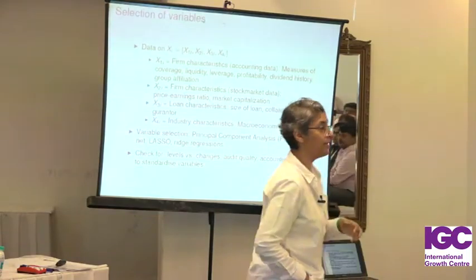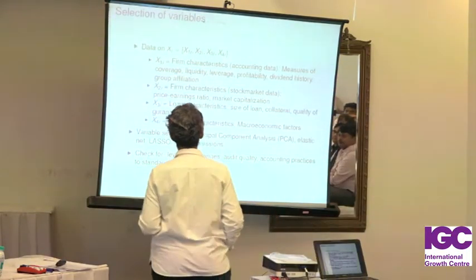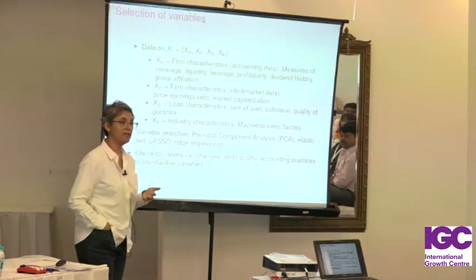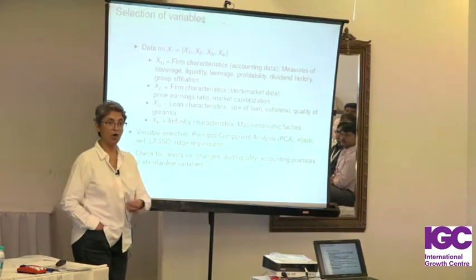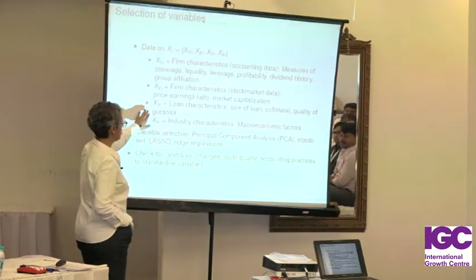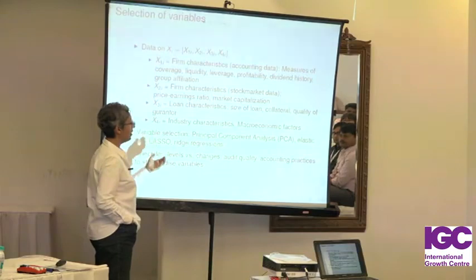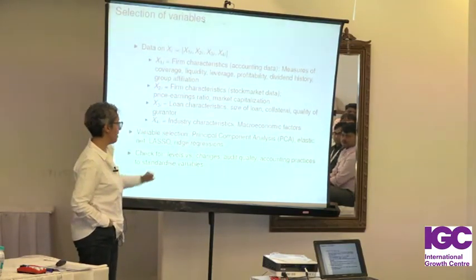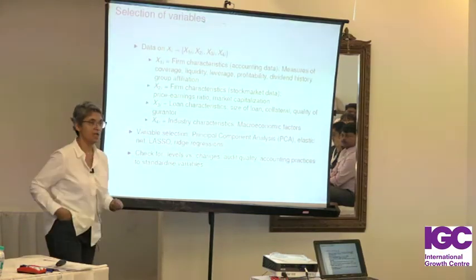So then we look at what kind of loan characteristics, size of loan, what is the collateral, who's the guarantor, how many banks have you got that has given you a loan. All of that information goes into X3. And X4 are the outside of the firm characteristics like industry characteristics and macroeconomics.